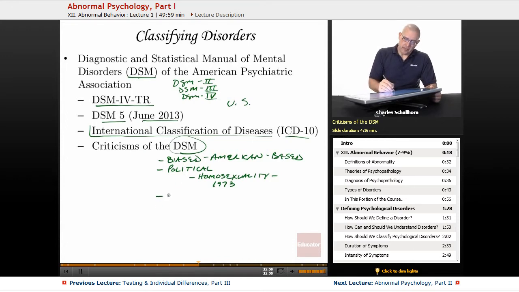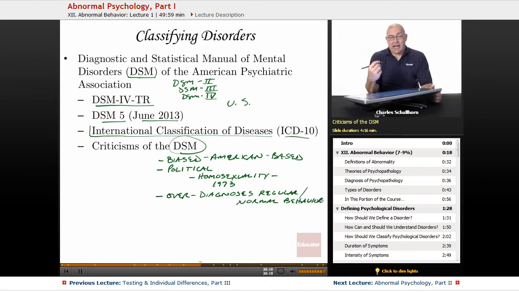Another criticism of the DSM is that it overdiagnoses regular or normal behavior. There used to be this idea that little boys were squirrely, energetic little guys, and they had difficulty sitting still. That's what it meant to be a little boy. But now, we have what's called ADHD, Attention Deficit and Hyperactivity Disorder. Is ADHD an over-response to what is a normal behavior?